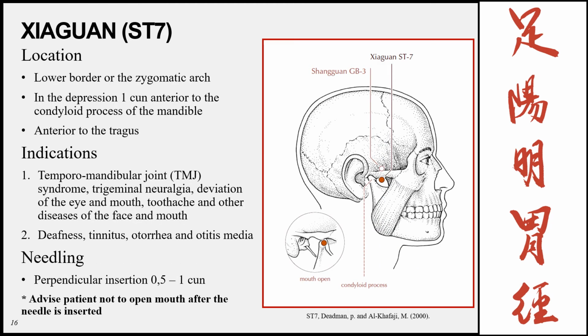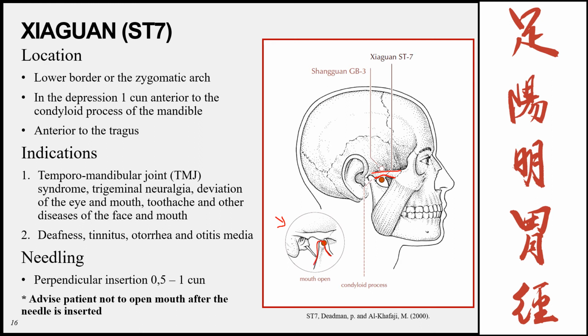So the next point is Xiaguan, stomach 7. This point is located on the lower border of the zygomatic arch. If you look at the image on the right, here's the zygomatic arch over here. We first palpate for the zygomatic arch, and then go to its lower border, which is around here. Next, we look for the depression 1 sun anterior to the condyloid process of the mandible. If we look at this little circle on the bottom left of the image, this is the condyloid process, this bone here. So that's the condyloid process of the mandible.